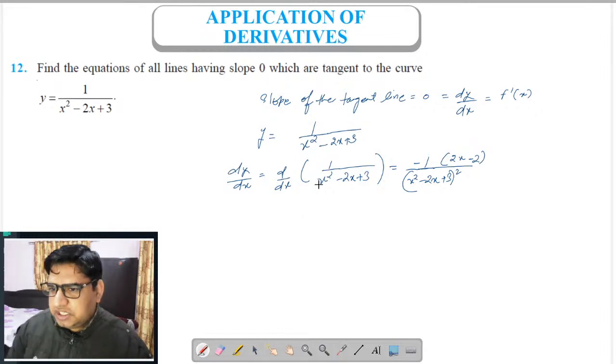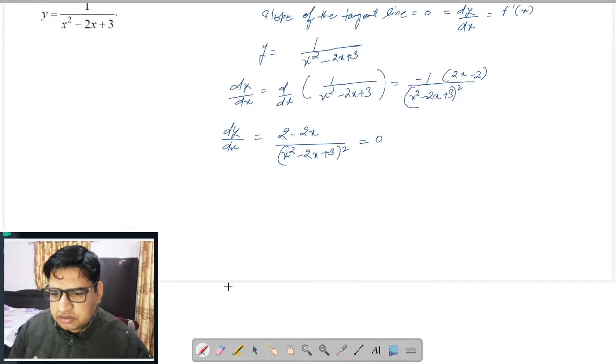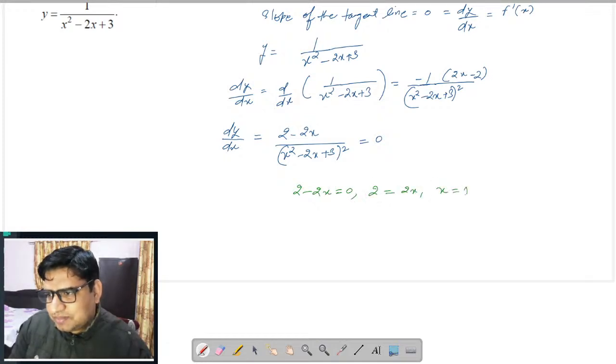So dy by dx of 1 by x square minus 2x plus 3, and how do we solve it further? So let's see. dy by dx is equal to 2 minus 2x upon (x square minus 2x plus 3) whole square, and that should be equal to 0. If we set that equal to 0, what do we get from here is 2 minus 2x equal to 0, or 2 is equal to 2x, or from here we simply get x is equal to 1.